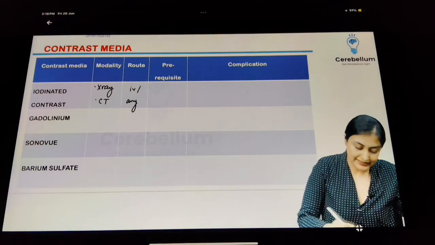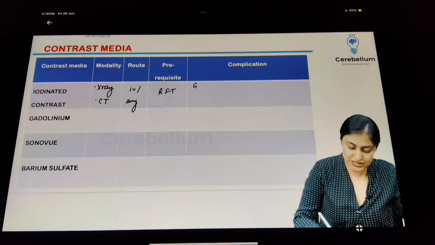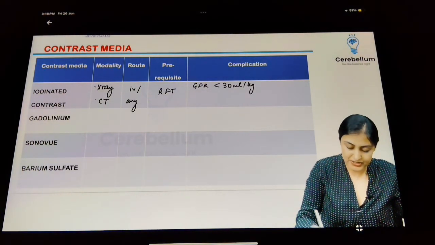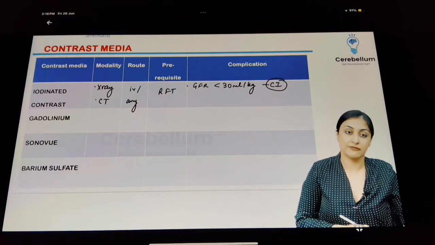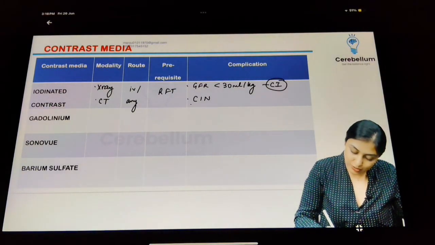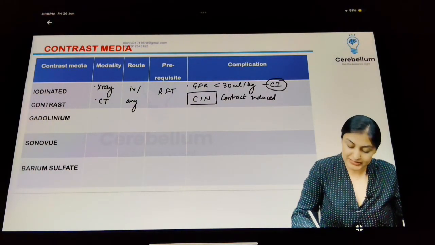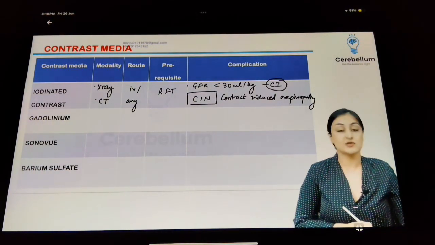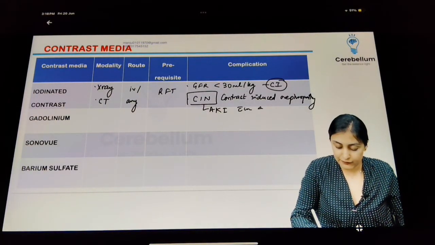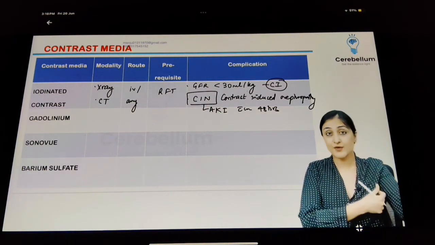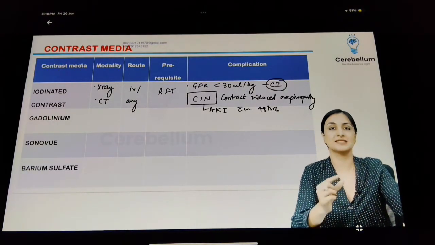What is the prerequisite? I need to get a renal function test done. RFT has to be normal. I will not use it in patients whose GFR is less than 30 ml per minute per body surface area. So this is not used. It is contraindicated in patients with severe renal function impairment. Why? Because iodinated contrast in itself is a nephrotoxin and it leads to contrast-induced nephropathy, CIN. It damages the kidney. So the definition of contrast-induced nephropathy is if I have acute kidney injury within 48 hours of contrast injection. You gave contrast for the CT scan and you have criteria of AKI being met within 48 hours of injection in the absence of any other cause. That's the definition of CIN.